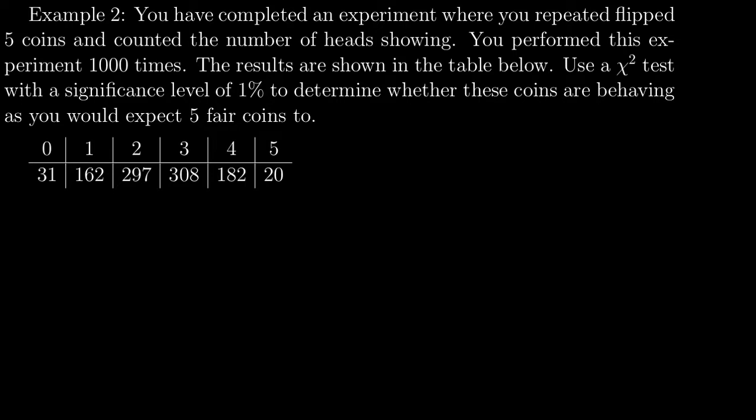All right, second example, very similar with one slight difference. In here, they don't give you the probabilities, so I need to actually figure them out. You have completed an experiment where you repeatedly flipped 5 coins and counted the number of heads showing. You performed this experiment 1,000 times. The results are shown in the table below. Use a chi-squared test with significance level of 1% to determine whether these coins are behaving as you would expect 5 fair coins to. All right, so in here, first off, I need to find the probabilities.